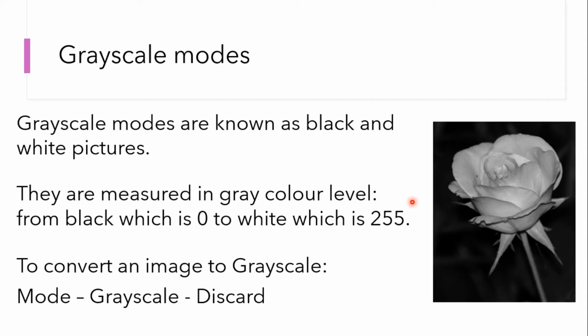Grayscale modes. Grayscale modes are known as black and white pictures. They are measured in gray color level from black, which is 0, to white, which is 255. To convert an image to grayscale using Photoshop, you will have to click on Mode, Grayscale, then Discard. We are going to see how to achieve this using Photoshop very soon.